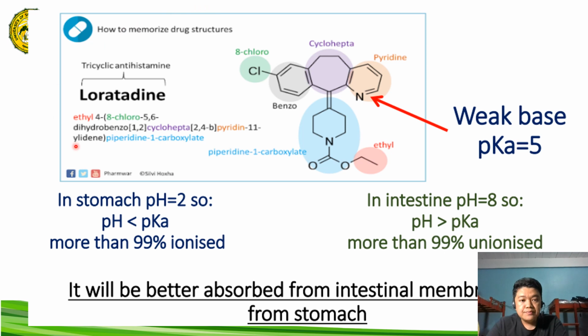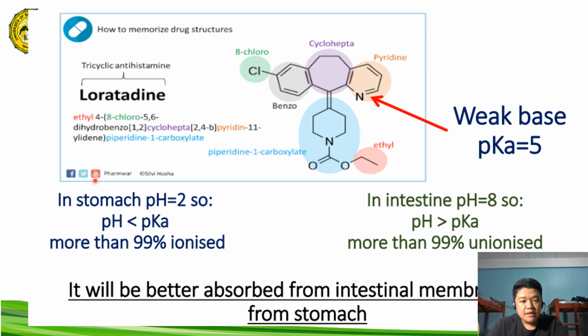For us to determine the ionization of loratadine, or the absorption of loratadine in the stomach and the intestine, we must first determine whether that particular drug is a basic drug or an acidic drug. Loratadine, based on its chemical structure, is a weak base. It has a pKa value of 5, meaning that at a pH of 5, the ratio of ionized to unionized form of loratadine will be equal to 1. Loratadine is an antihistamine drug.